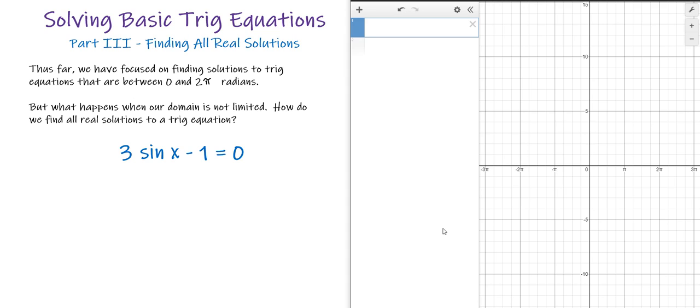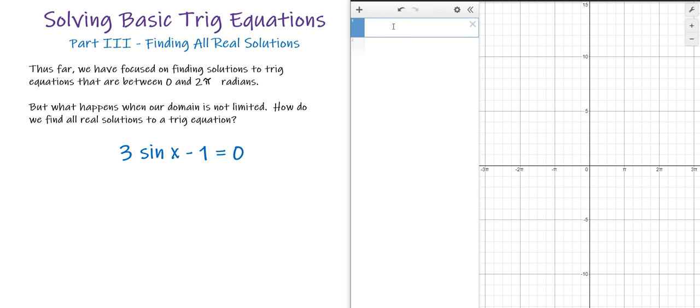But what happens when the problem doesn't limit the domain? And instead we're asked to find all real solutions to a trig equation. Well, I have up here a sample, and we're going to go through what we need to do. So we have 3 sine of x minus 1. Up until this point, we've been doing these questions purely algebraically. But I want you to look at this graphically and see if that can give you a hint of what we have to do to solve this equation.